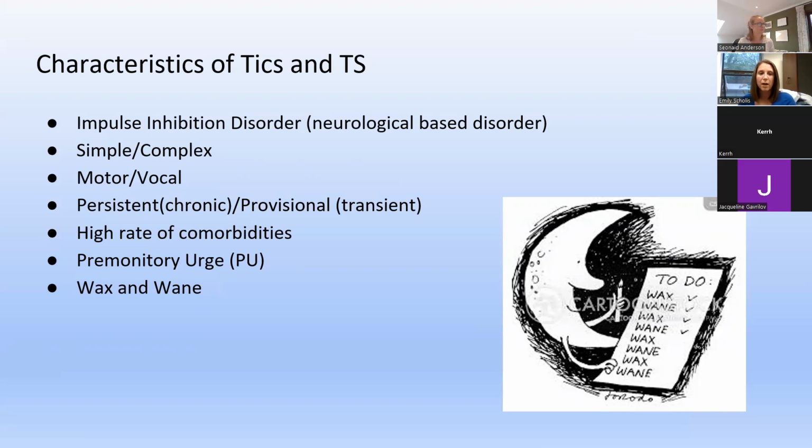And then you could have persistent or provisional tics. You may have tics that are consistent throughout your life. You're always throat clearing, that might be considered persistent or chronic, or you might have some that come for a week or a day or a month, and then you never see them again. So it just varies. People with tics and Tourette's have a really high rate of comorbidities, which we're going to talk about a little bit more later on as well.